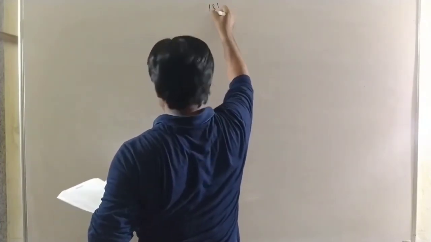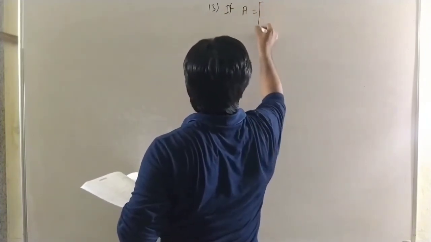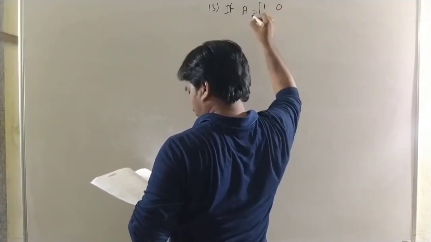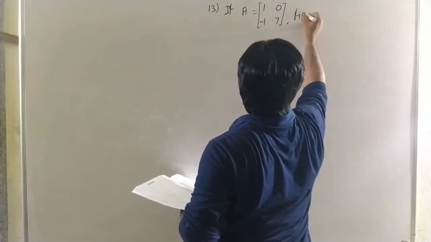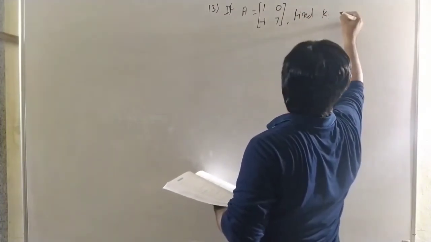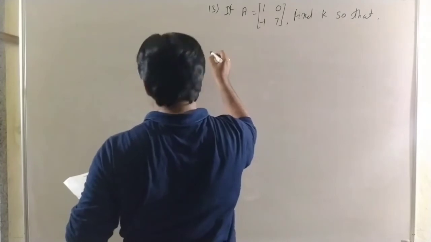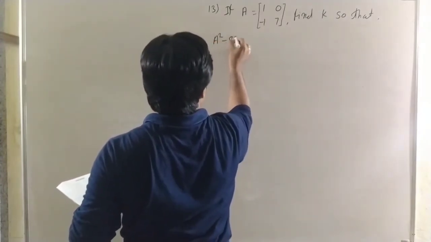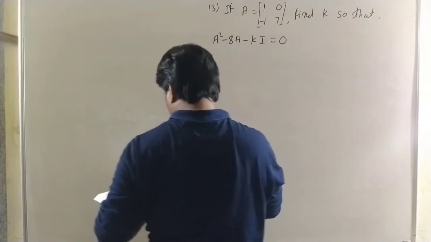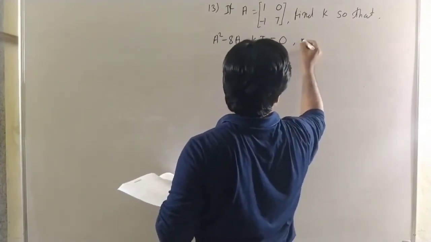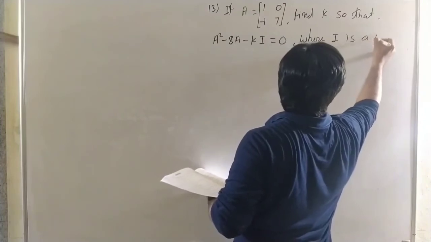Example number 13. If A is equal to [1 0; -1 7], find k so that A square minus 8A minus kI is equal to O. It is a 0 matrix, where I is a unit matrix.